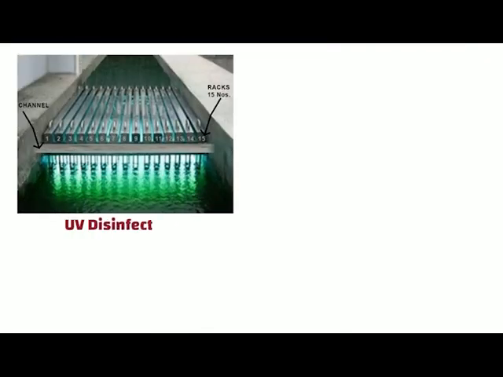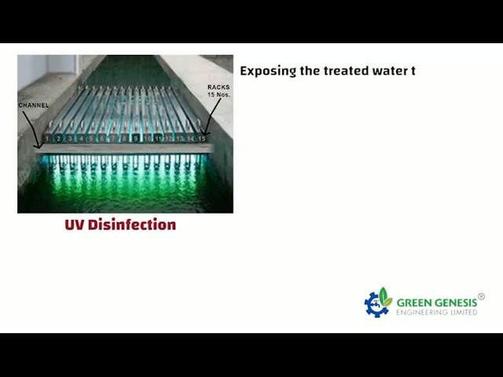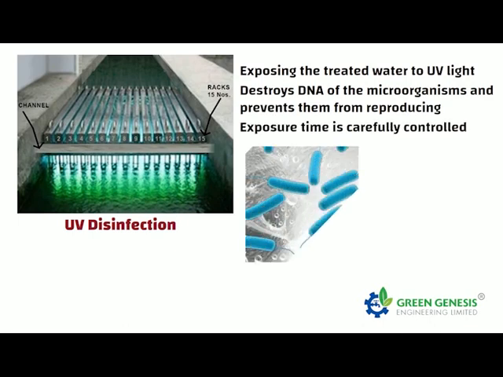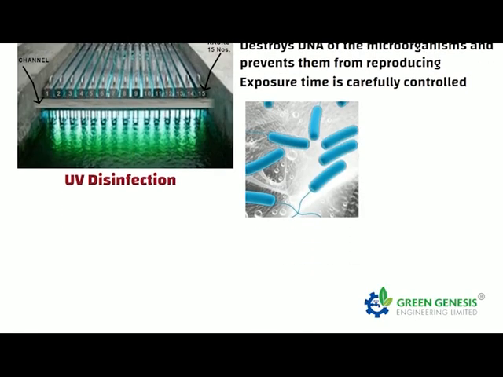UV disinfection. UV disinfection involves exposing the treated water to UV light, which destroys the DNA of the microorganisms and prevents them from reproducing. The exposure time is carefully controlled to ensure that the microorganisms are effectively disinfected.